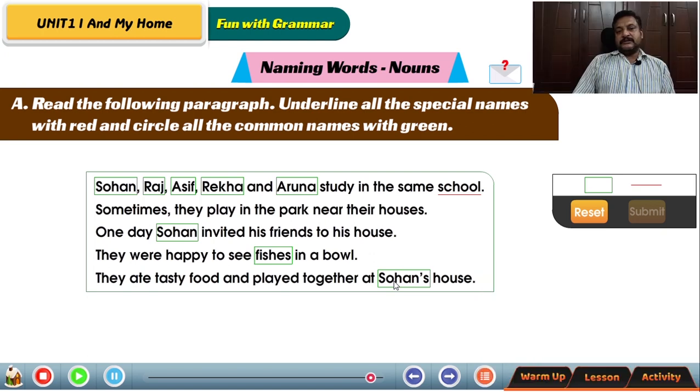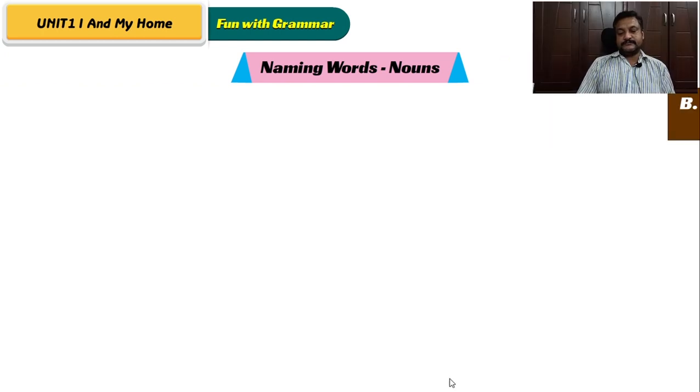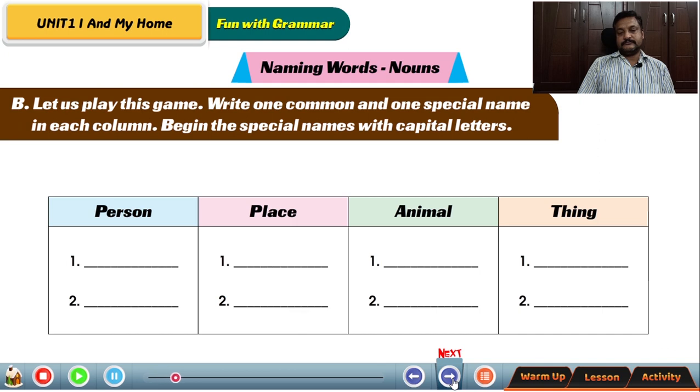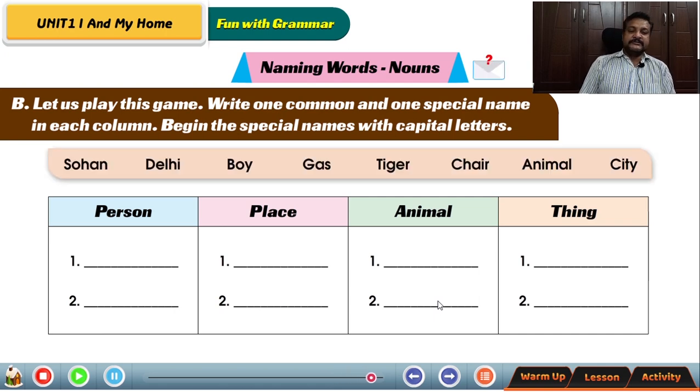So now we'll move on to the next question. Yes, so let's play this game. Write one common and one special name in each column. Begin the special name with a capital letter. So there are person, place, animal, thing boxes given there, and we have got some options also. We need to write a special name and a common name, meaning a proper noun and a common noun.